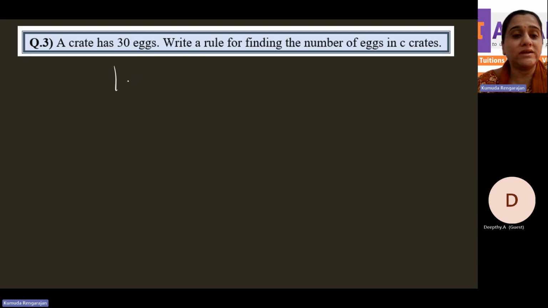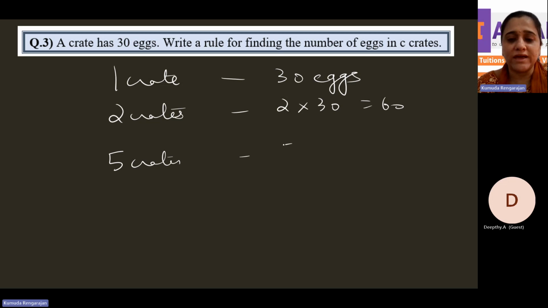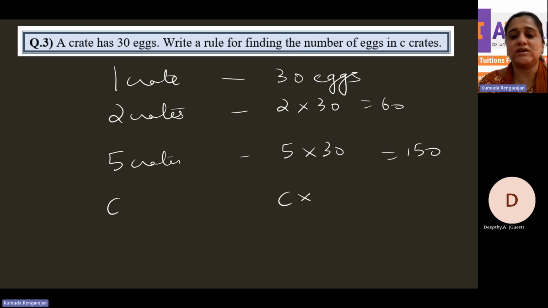Sorry, children. So 1 crate has 30 eggs. 2 crates will have 2 into 30, 60 eggs, correct? 5 crates will have 5 into 30, 150 eggs. So C crates will have C into 30, which is 30 into C, which is 30C eggs. 1 crate, 30 eggs. 2 crates, 30 into 2. 3 crates, 30 into 3. 4 crates, 30 into 4. C crates, 30 into C.